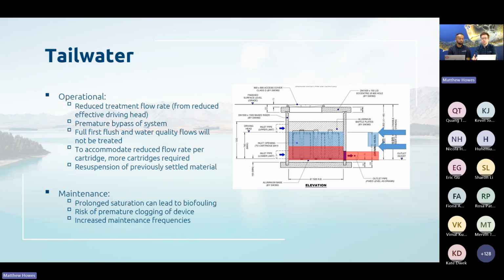If we know this is going to be an issue, we can potentially accommodate this reduced flow rate per cartridge by adding in more cartridges. But it's something we'd like to try and avoid. Having tailwater in the storm filter is not how the device has been designed. The media has been designed for storm flows to get wet and to get dry.